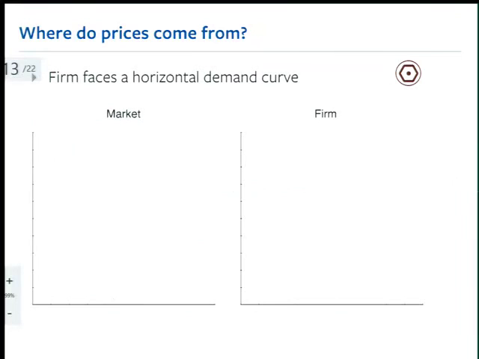So what I'm going to show you is in a model of perfect competition here, and we'll talk about perfect competition in much greater detail later, but I'm going to assume for now that a firm takes price as given.